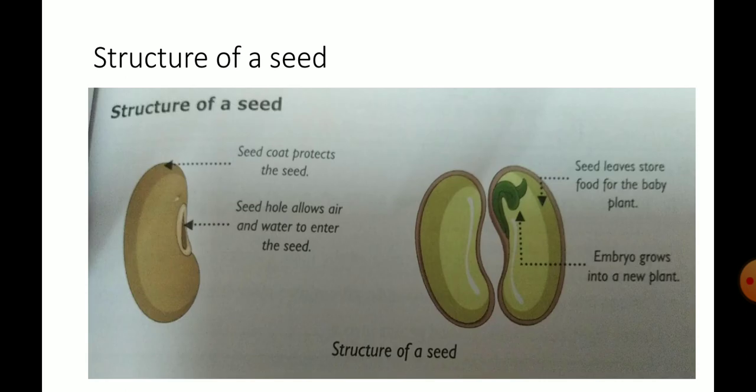So in the structure of a seed we can see the seed coat, seed hole, seed leaves and embryo. So what is the use of the seed coat? The seed coat protects the seed, and the seed hole allows air and water to enter the seed. Then we can see the seed leaves. Seed leaves store food for the baby plant. The embryo grows into a new plant.